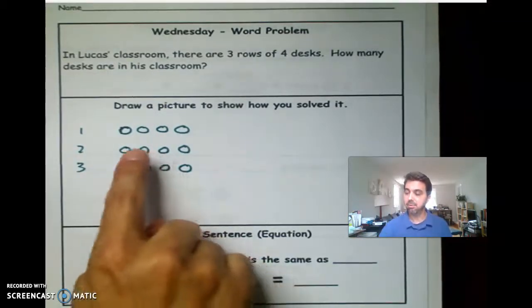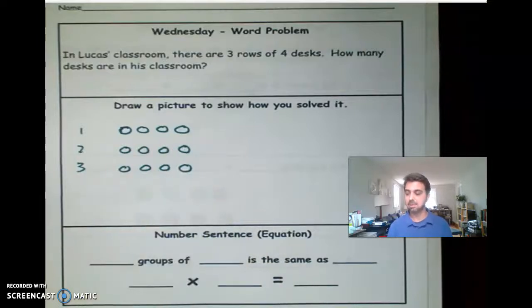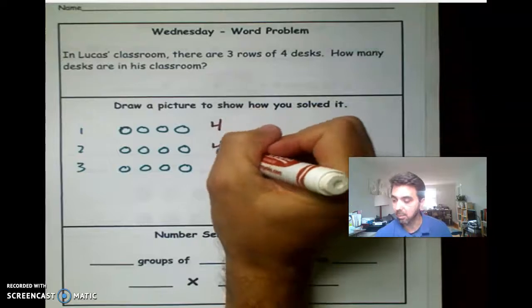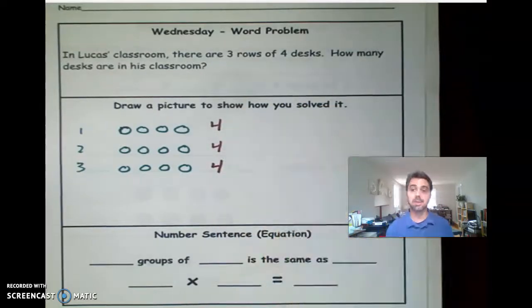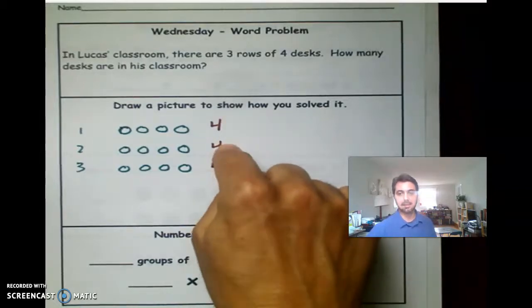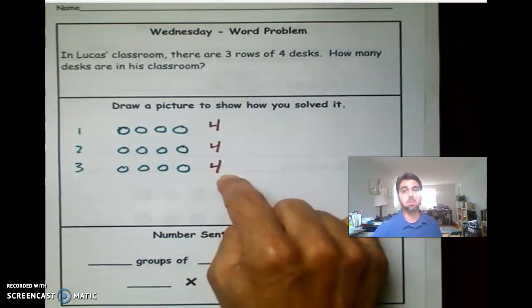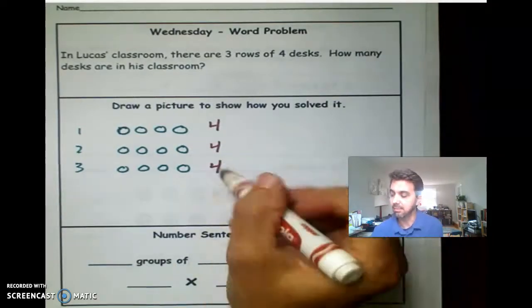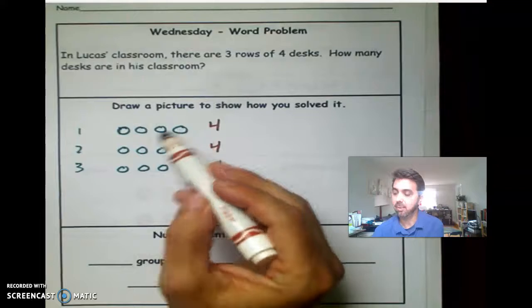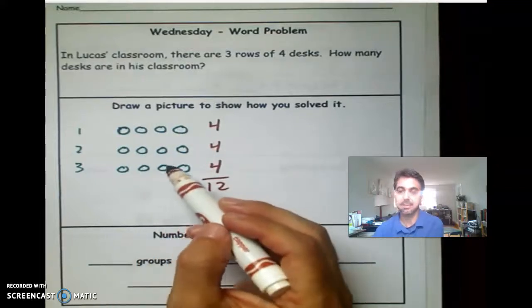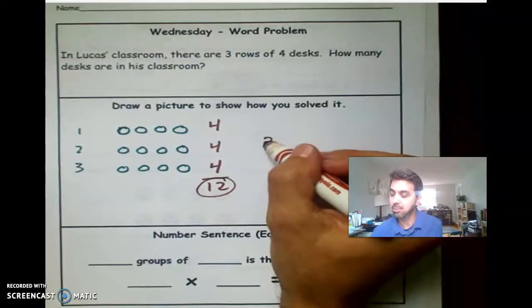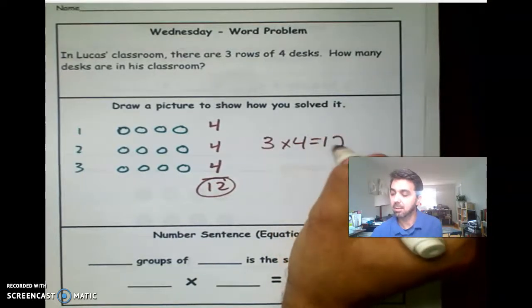So we have 3 rows of 4. In this row, we have 4. In this row, we have 4. And in this row, we have 4. So here comes our skip counting again, right? So 4 plus 4 makes 8. 8 plus 4 makes 12. And if you're not sure, you can always count. Let's see. So I got 1, 2, 3, 4, 5, 6, 7, 8, 9, 10, 11, 12. So in fact, the answer is 12. So 3 groups of 4 is going to equal 12.